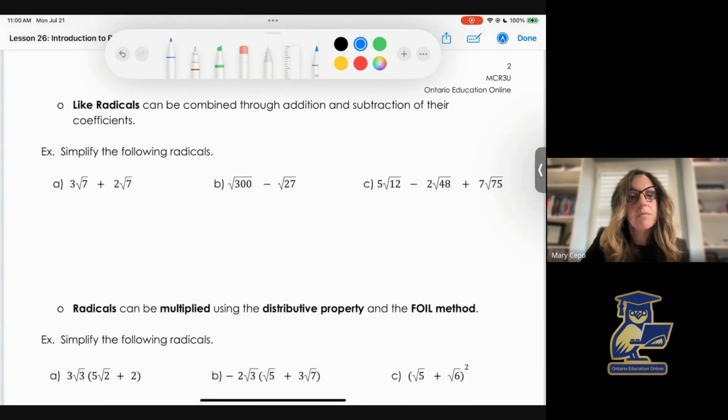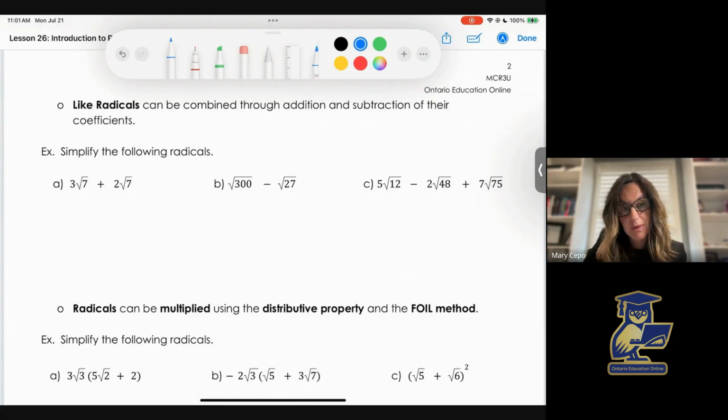Like radicals can be combined through addition and subtraction of their coefficients. Just like terms, you must have like radicals in order to add or subtract radicals. So in this example, we have to simplify the following radicals. So 3√7 plus 2√7. Notice the radicands are exactly the same, so these are considered like radicals.